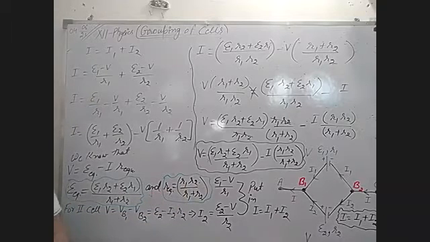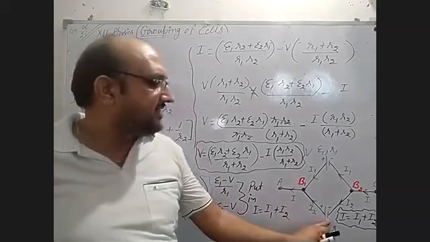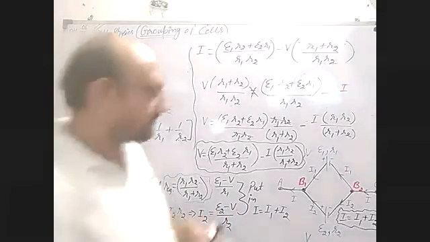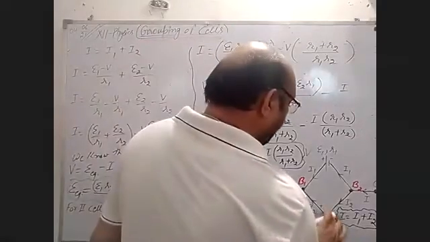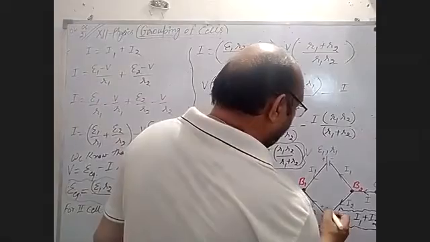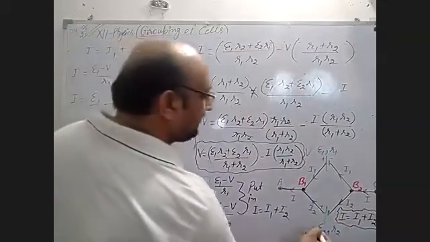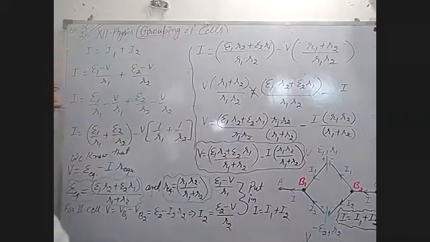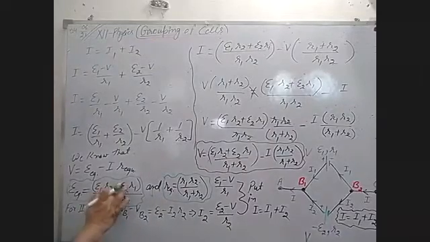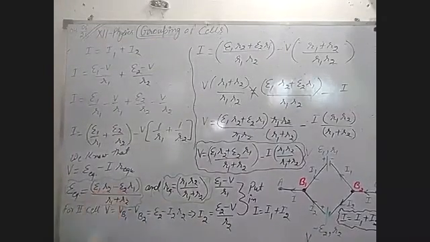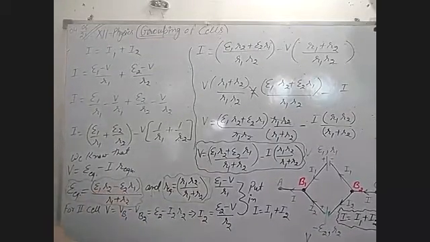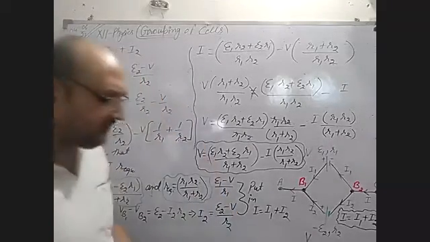Now, if one cell is opposite, then what happens? In this case, you have to take E2 with negative sign and your result will become in this way. Okay, no doubt is here. You can do this thing, try yourself.